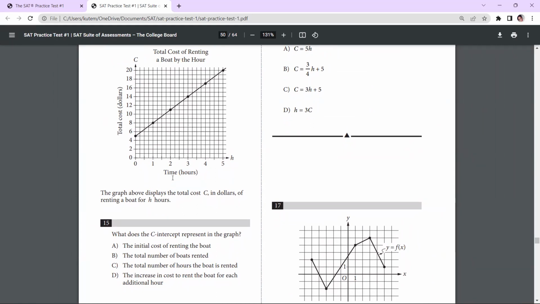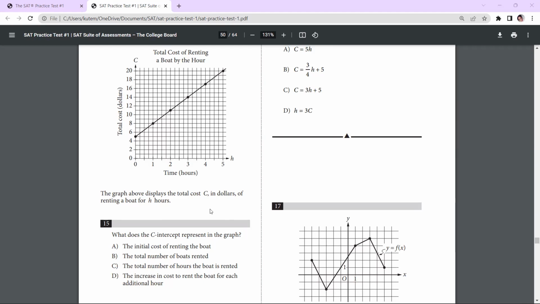A. Initial cost of renting the boat. I heard another A. Does everyone think it's A? Okay, great. So remember we said the y-intercept represents the point when x is 0, so the number of hours is 0, and so that would be the base charge or the initial cost of renting the boat.